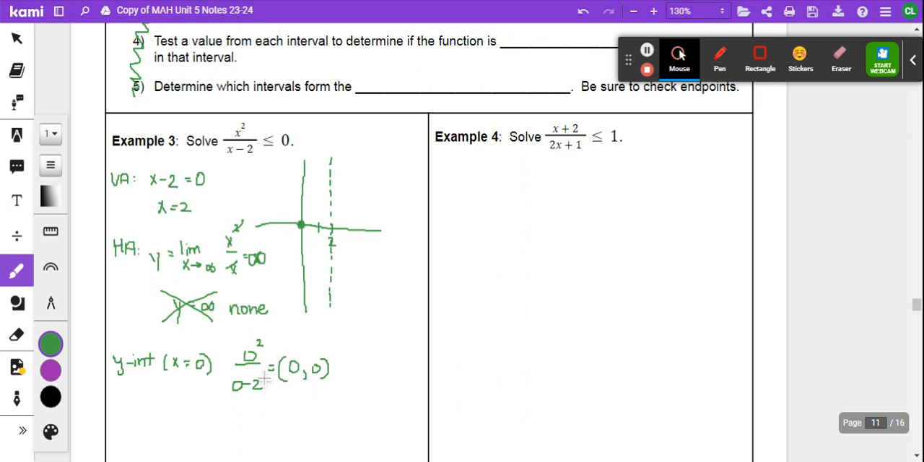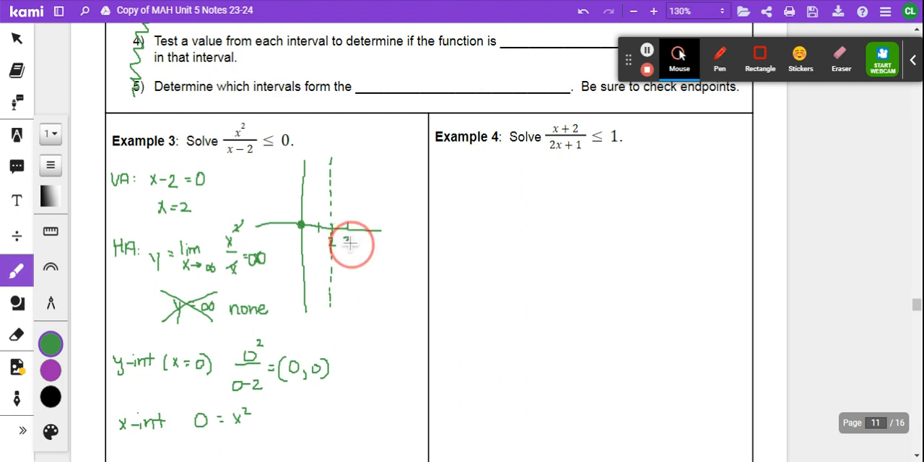This is also going to be our x-intercept, but remember, x-intercept is when you set 0 equal to the numerator. And sure enough, we get 0, 0. So 0, 0 is going to be our x-intercept and our y-intercept. So now what we have to do is test some points. There's no horizontal asymptote, so I just want to know what's happening.